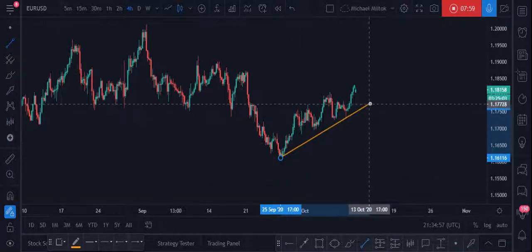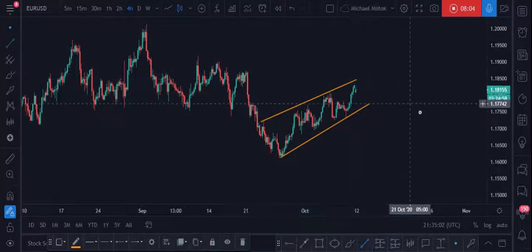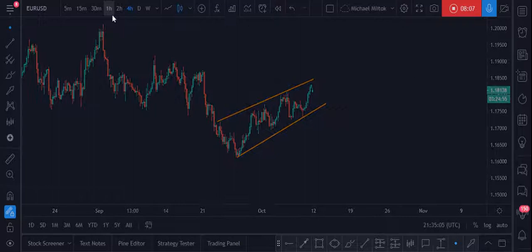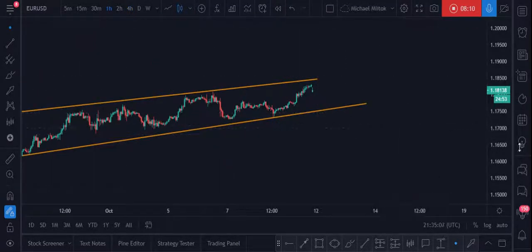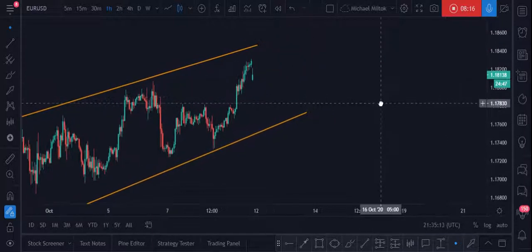So now this is a correction. This is a correction that I'm looking at currently, looking for sales. So let's go to the 1 hour. On the 1 hour time frame, what do we currently see?